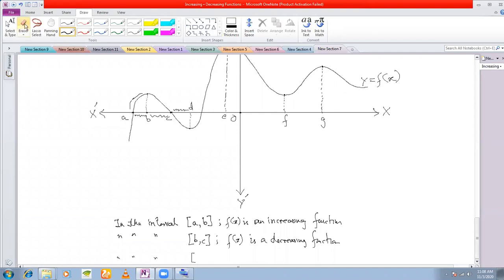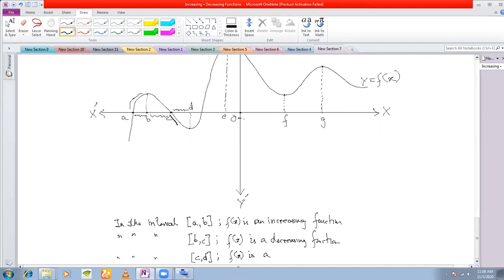This is not AB. Yes, it is AB. AB, BC, and in the interval now, if you look at this interval CD, what is happening? Fx is decreasing. How do you know it is decreasing? It is going downward. Downwards, and the negative value of y is increasing, right? See here.